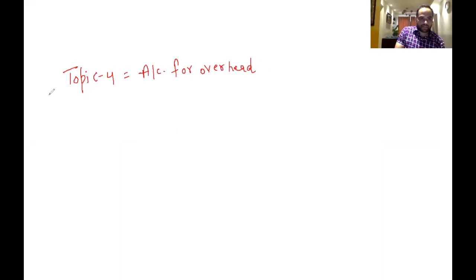Accounting for overhead. In accounting for overhead, first of all, you need to understand about overheads, right? Because topic 3 is about overhead. So what is the meaning of overheads? It involves indirect material, indirect labor, overhead.